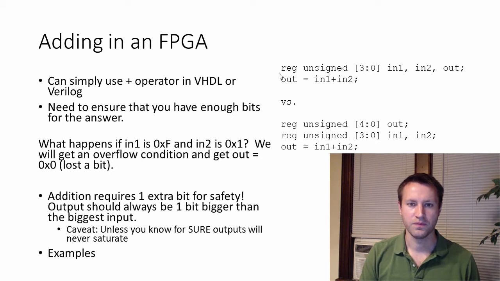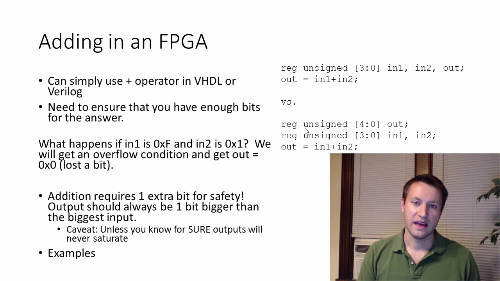So quickly here, if you have reg unsigned [3:0] in1, in2, and out, then out can only ever be 4 bits. So out can be at most equal to 15. So if in1 is equal to 10 and in2 is equal to 10, guess what? Out is not going to be able to be equal to 20 in this scenario because it's only got 4 bits. That's going to be an overflow problem. That's not good. You want to avoid that.